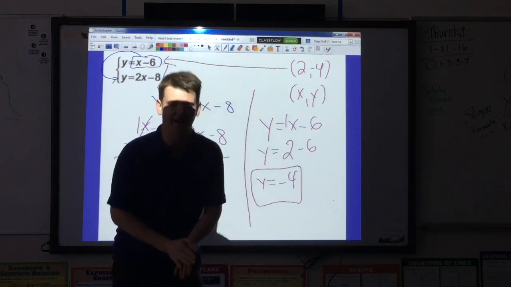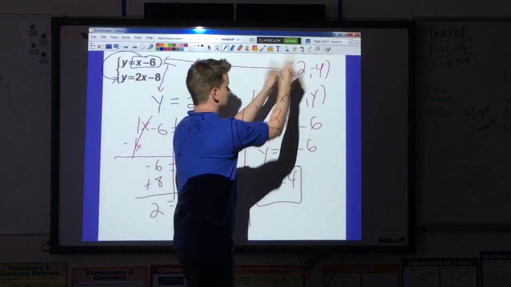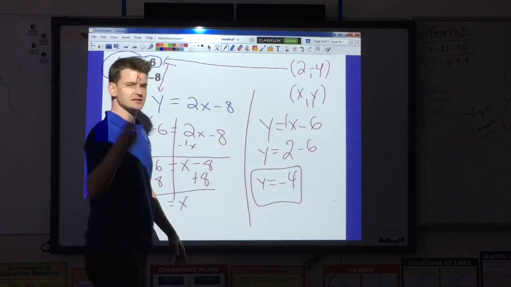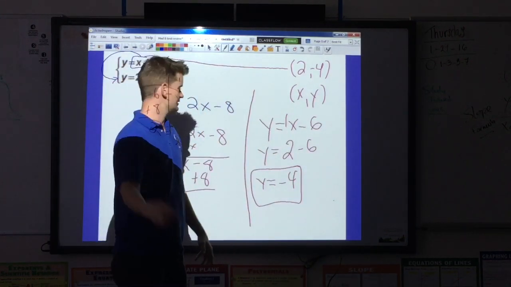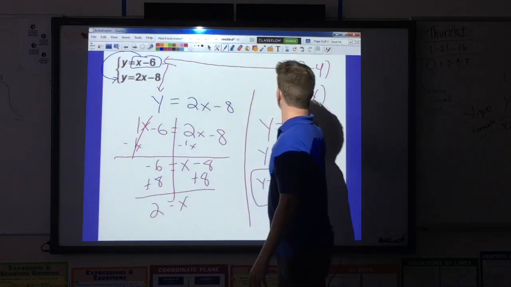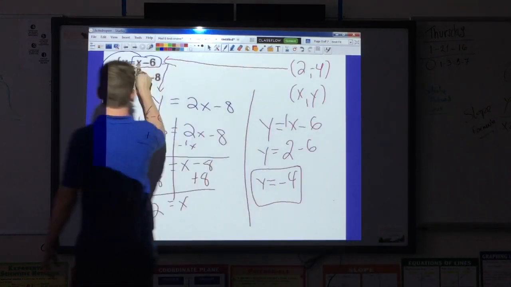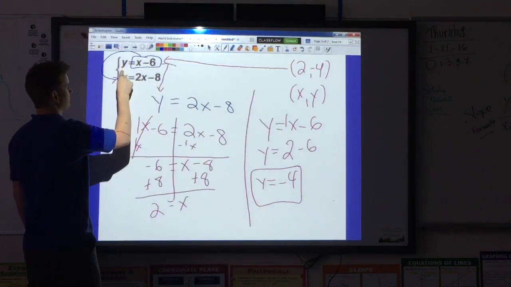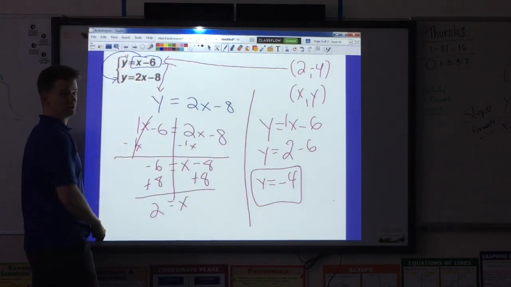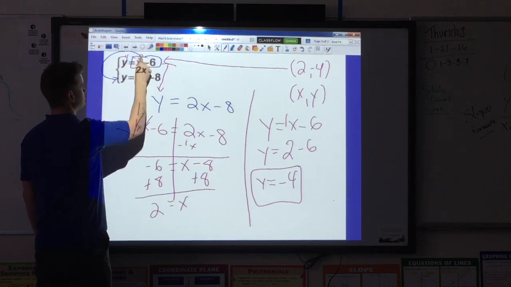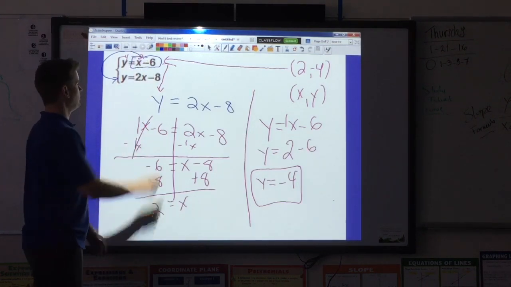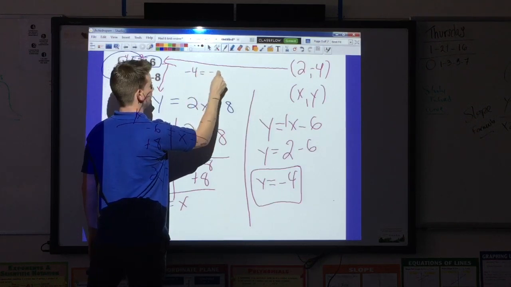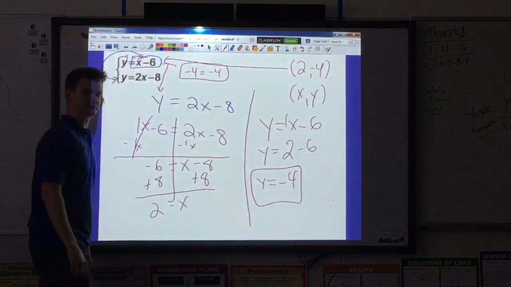How can you check that? You take these coordinates, substitute them into both equations, and see if you get two true statements. Something like this. We take this 2, substitute it in for x. We take the negative 4, we substitute it in for y. So you're going to end up with negative 4 is equal to 2 minus 6. Well, when I do the math there, I'll end up with negative 4 is equal to negative 4. That is a true statement.